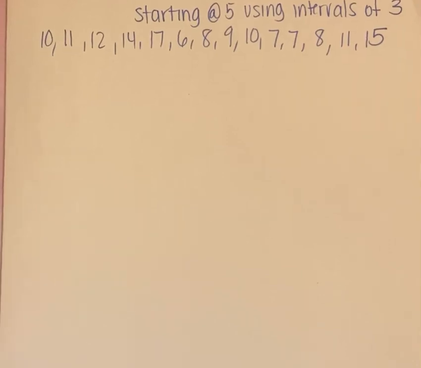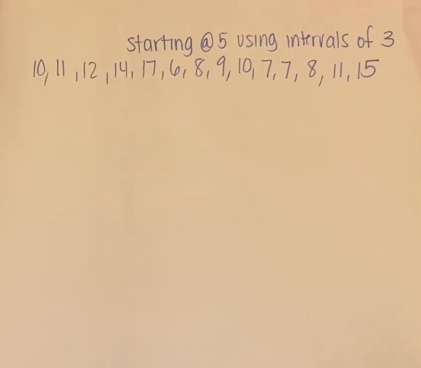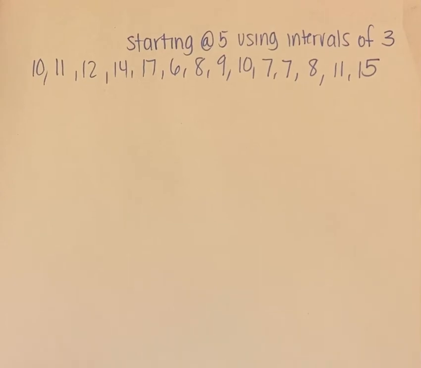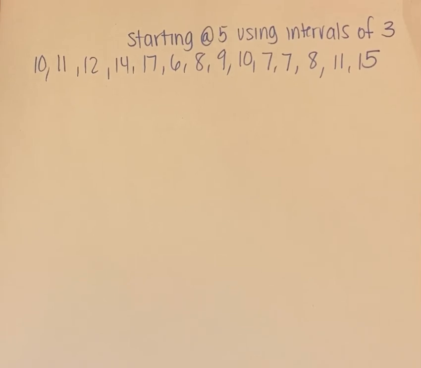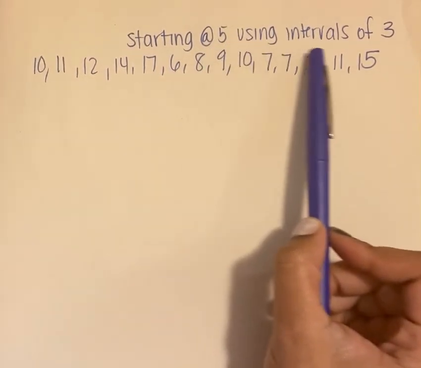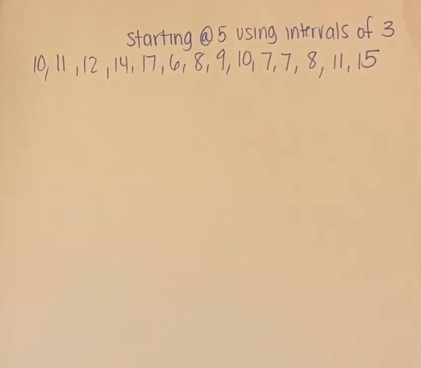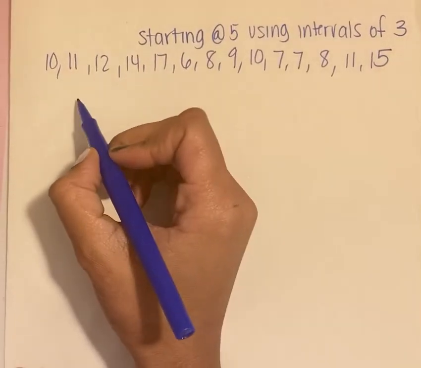All right, so I decided to make a video because some of you were a little confused with the interval portion of making a frequency table. And so I just made an example. We're going to start at 5 and we're going to use intervals of 3. Okay, and so I'm going to start at 5.